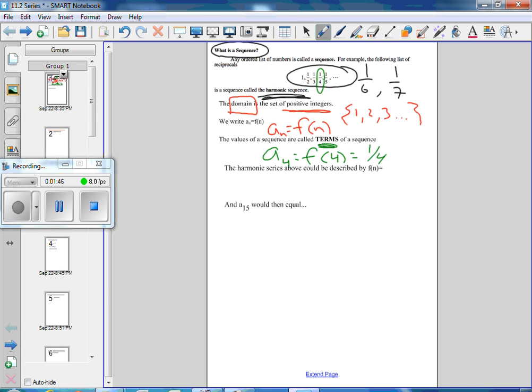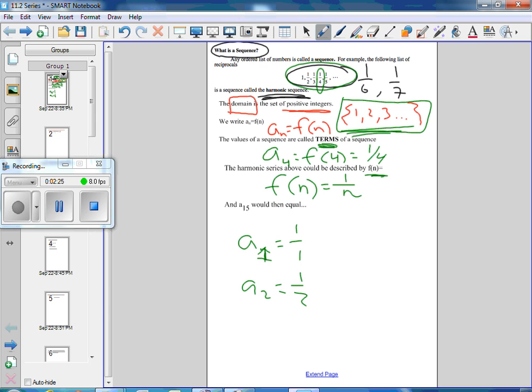So, if we wanted to express this harmonic sequence above in terms of f of n, what would be an equation for that? Well, I think pretty clearly you can see that the equation would be f of n equals 1 over n, given the domain that n must be a positive integer, 1, 2, 3, 4, 5, 6. So like when n is 1, a of 1, you put 1 in for n, 1 over 1. A of 2, you put 2 in for n, 1 over 2. So a of 15 or a sub 15, that's our 15th term. Get used to the vocabulary. Would just be putting 15 in for n. Would be 1 over 15.